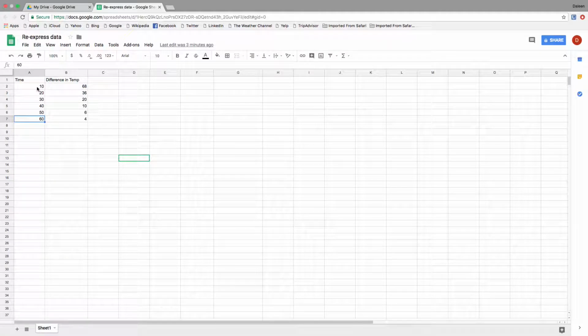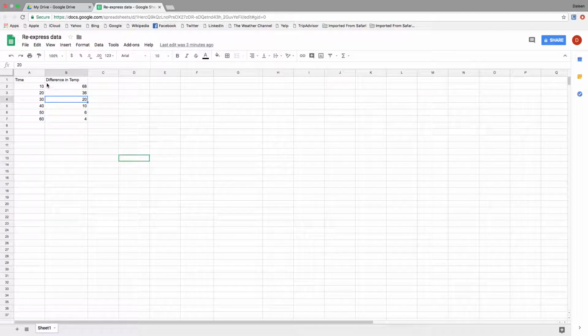Water and the room temperature. So after 10 minutes, it was very hot. So the water was 68 degrees higher than room temp, and then it cooled down. And then after 60 minutes, it was only 4 degrees warmer than the room. But the progression didn't seem linear.